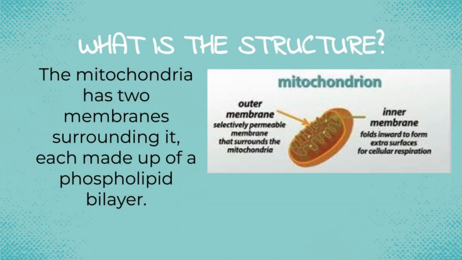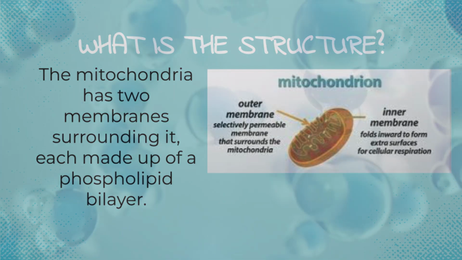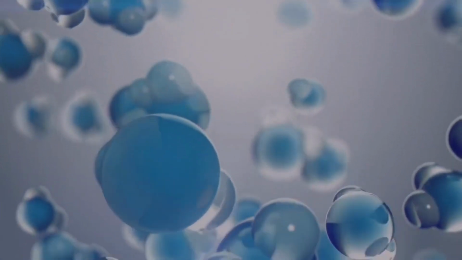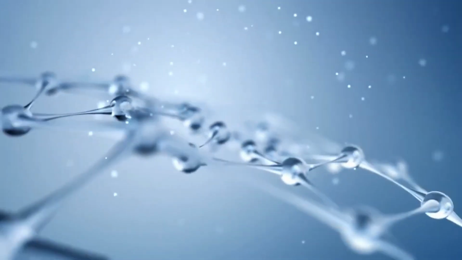The mitochondria has two membranes surrounding it, each made up of a phospholipid bilayer. These membranes are called the outer membrane and the inner membrane. The outer membrane is smooth and separates the inner membrane space from the cytosol within the cell. The inner membrane is convoluted with cristae, which are infoldings that increase the surface area of the mitochondria. This is important because the increased surface area allows an increase in cellular respiration productivity, resulting in more energy.